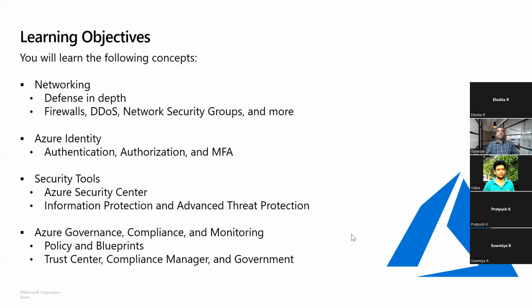In the first portion, we are going to discuss the networking part, for example defense in depth, firewall, distributed denial of service, network security groups, and more. These are some of the networking-related security concepts. Also, we are going to look at Azure identity, authentication, authorization, and multi-factor authentication. Basically, how Microsoft helps you authenticate that the user using your service is the actual user, not a fake user. How do you authorize that user? And how do you send the OTP, MFA, everything?